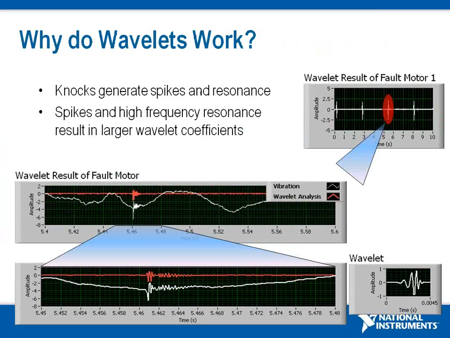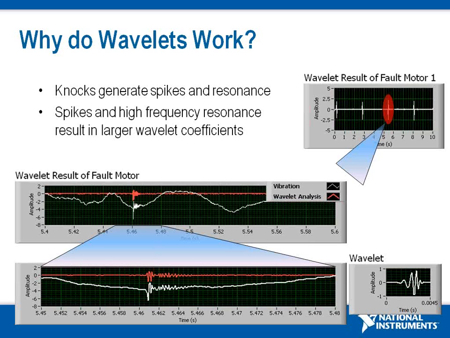Why do the knocks and rubs result in greater wavelet coefficients? If you zoom in on the signal to see the details when knocks occur, you will see knocks are spikes and resonance in the signal. Spikes and resonances are relatively high frequency components. If you use a wavelet that has similar bandwidth with these signal components, you will get large wavelet coefficients.